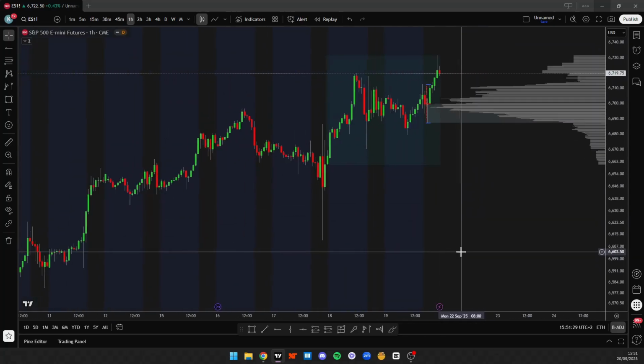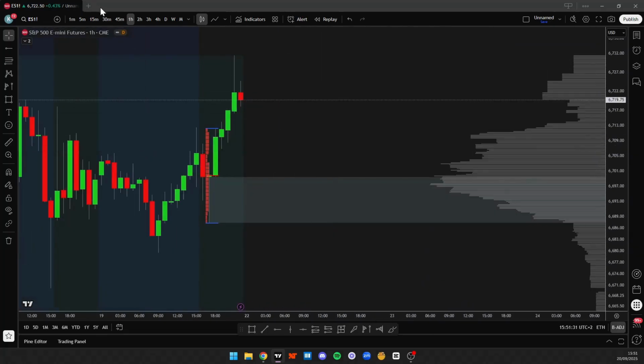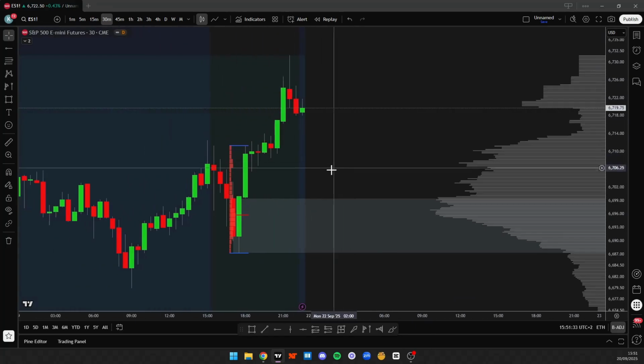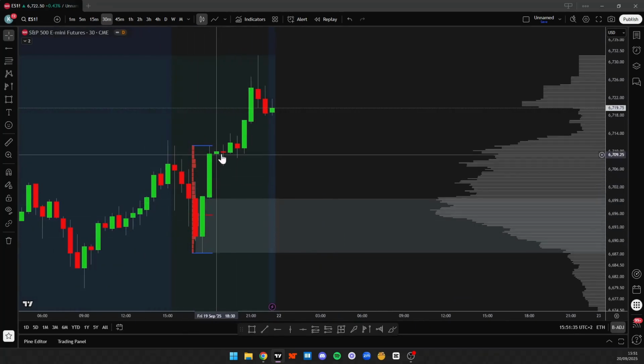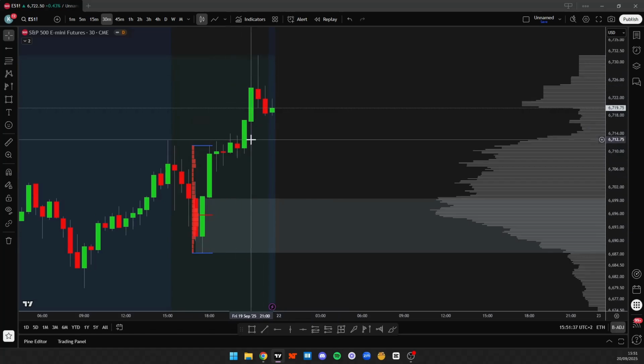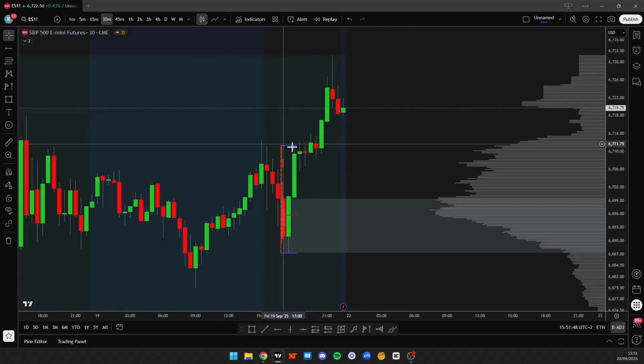Now let's take a look at another example. So if we go down again to the M30 time frame, what can you see here? You can see a rally, a base, and another rally. So this obviously for me would classify as a rally base rally zone. You can see as well that there is an engulfing candle. It broke structure, it broke multiple highs, there is momentum.